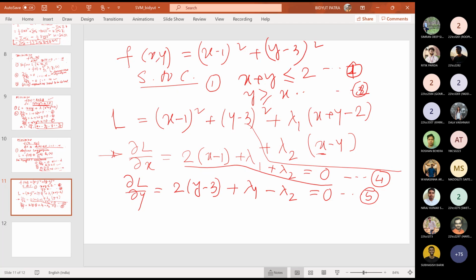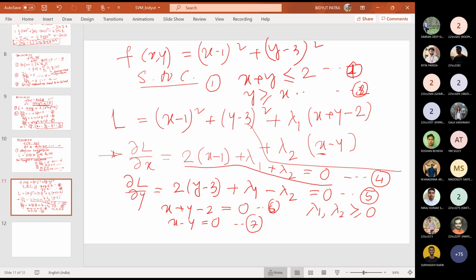Then what was the other condition? These two constraints will be there: x plus y minus 2 less than or equal to 0, and x minus y less than or equal to 0. So this is 6, this is 7. And lambda 1, lambda 2 will be greater than or equal to 0. That's all.